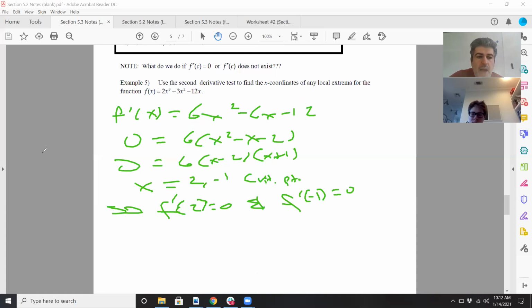Now, this is the part where, again, your teacher was a space cadet many years back. Don't do a sign chart for f prime. You're not going to do a sign chart for f prime. What you're going to do next is take the second derivative instead. Find f double prime and do a sign chart there.